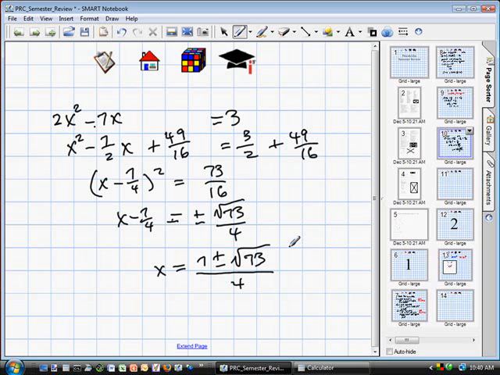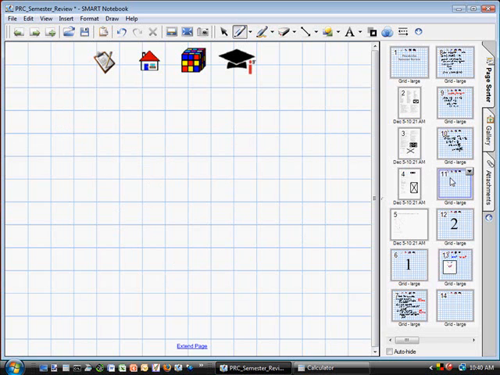Now, should I get the second technique? Another way to do the same problem. So what was it? 2x squared minus 7x equals 3. Remind me of that. 2x squared minus 7x equals 3. Okay, so here's another way to do the problem. Instead of dividing everything by 2, I could factor a 2 out.